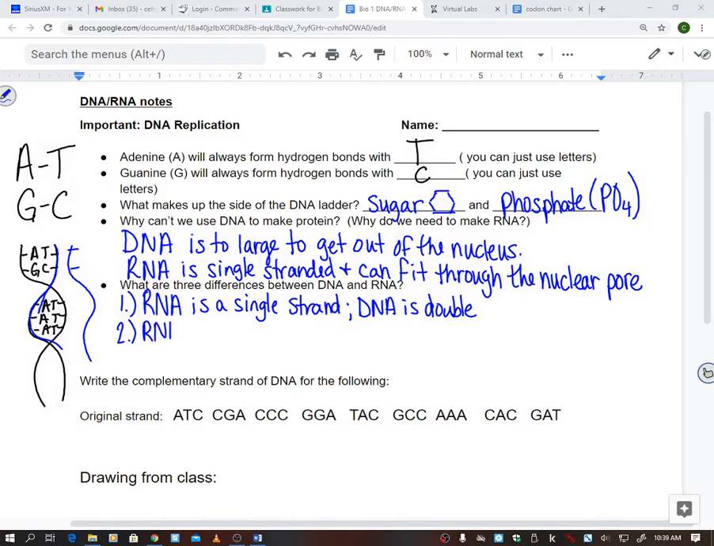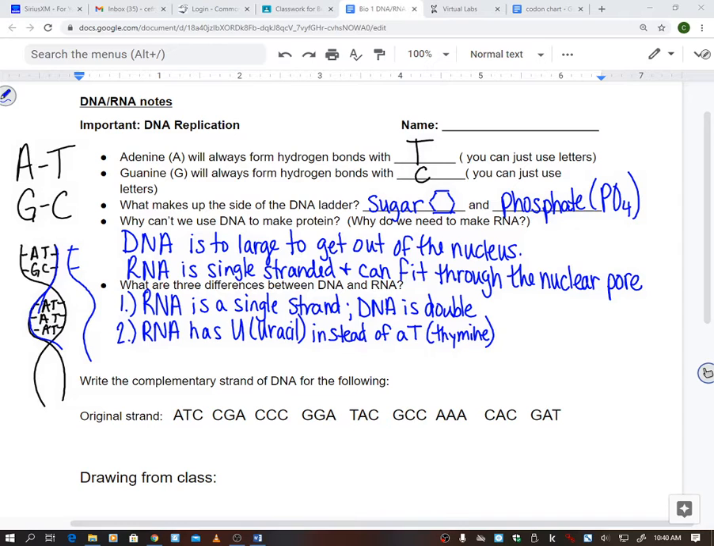Number 2, RNA has a U. The chemical is called uracil, but it has a U instead of a T, which is that thymine. So basically, anywhere that you normally would have seen a T, you will now see a U.